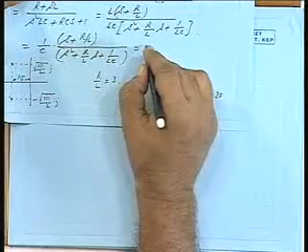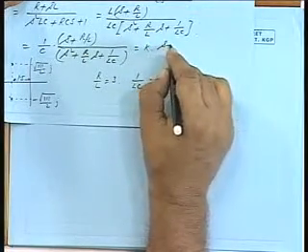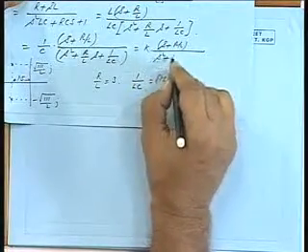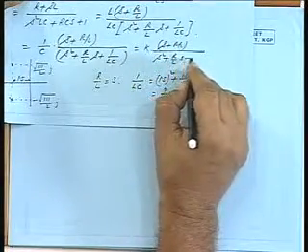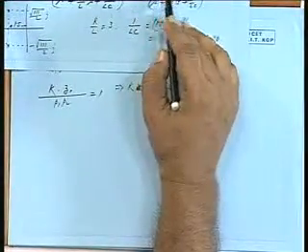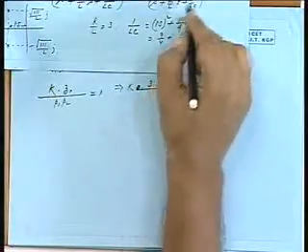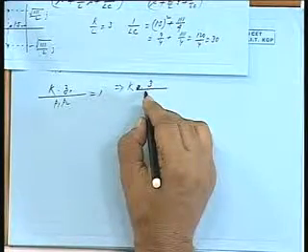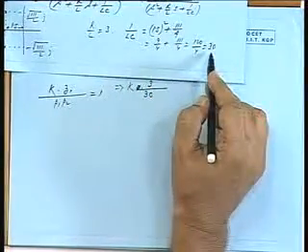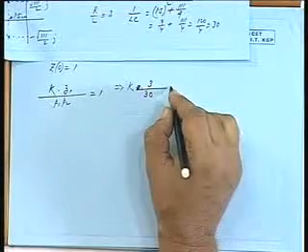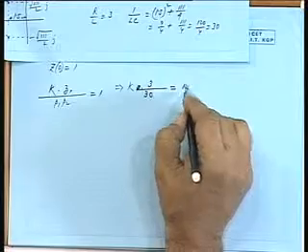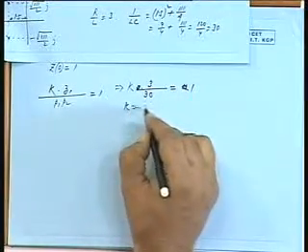See this is my K into S plus R by L, this is 1 root, divided by S square plus R by L into S plus 1 by LC, is it not? So if I put S equal to 0, K into 3 divided by 1 by LC, that is 30. 1 by LC came out to be 30. Okay. So how much is K? That is equal to 1. So K equal to 10.